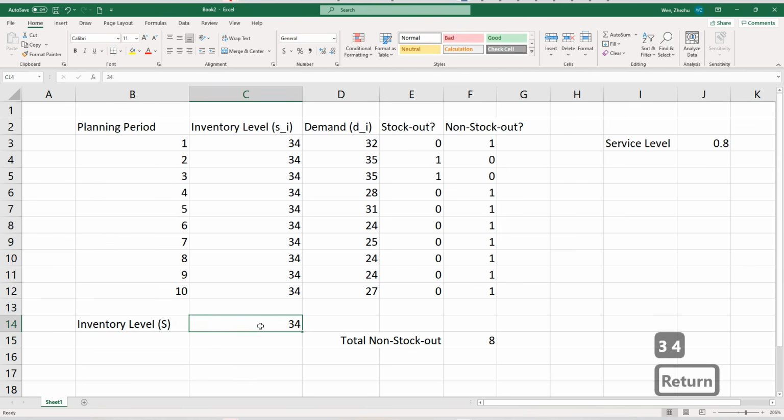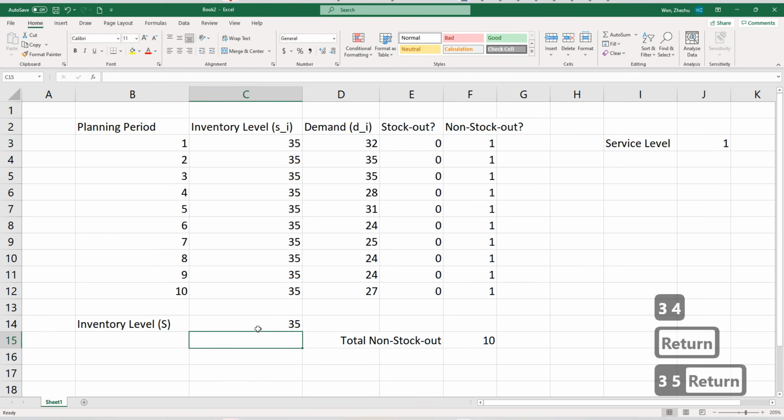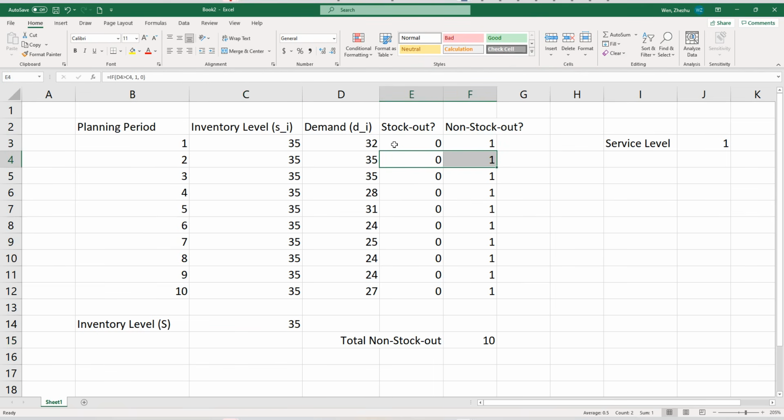34, 35. Yeah, so at 35, you see all the periods actually have non-stock out, meaning the inventory is adequate in all those planning periods. Therefore, service level is perfect, at 100%. So this is the idea of service level, and I hope you can model this by yourself for now. But before I let you go, don't forget that we have one more measure to master.